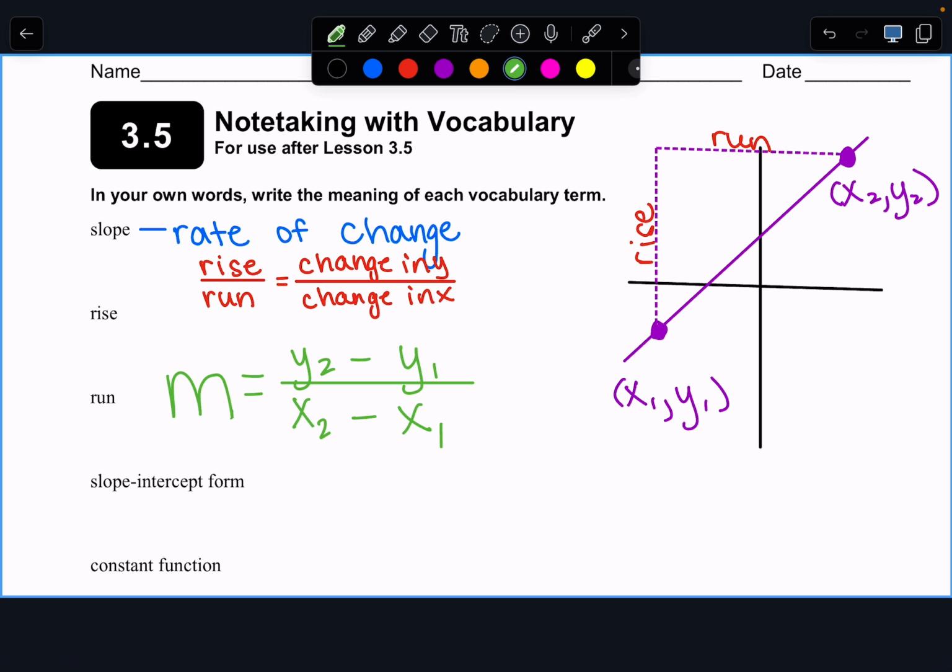Okay, so this is what you need to be able to do today. We need to be able to take a graph and say, this is the slope. Or I give you two coordinates and you calculate the slope. Wait, what is the M again? M means slope.